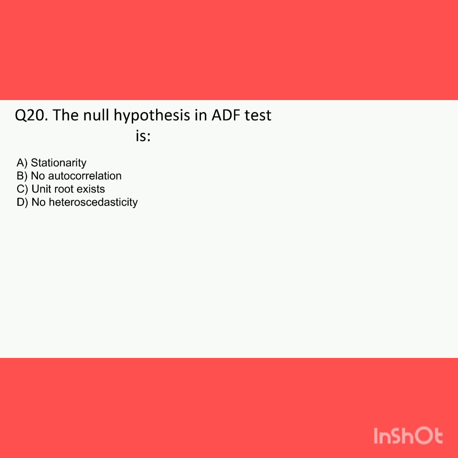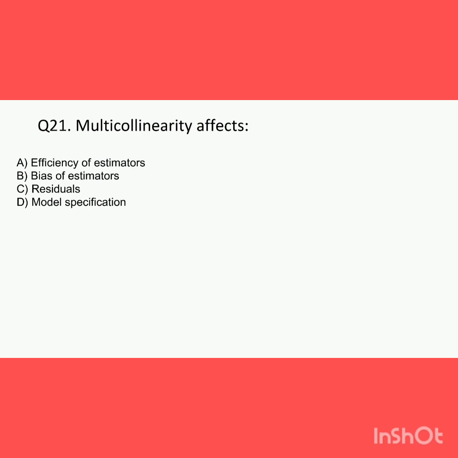Now our next question is question number 21. Multicollinearity affects option A, efficiency of estimators. Option B, bias of estimators. Option C, residuals or error term. Option D, model specification.